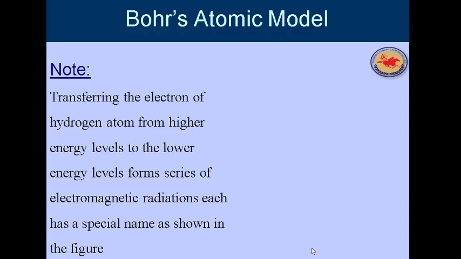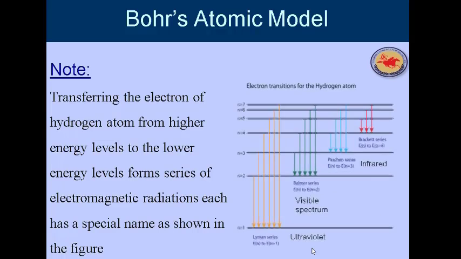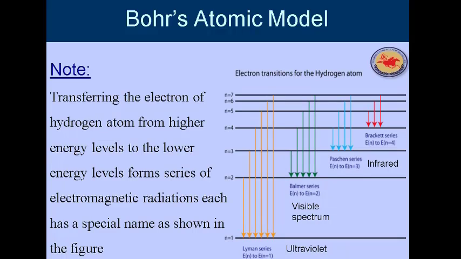An important note here: as electrons transfer from a lower energy level to a higher energy level, and then return back to the lower energy level, they form a series of electromagnetic radiations which have special names, as in the shown figure. The first series is when we are returning back from upper energy levels to the first energy level. In this case, it is called the Lyman series, okay? And the emission here will be in the form of ultraviolet rays, which are invisible rays.